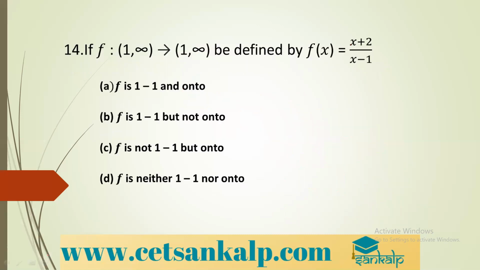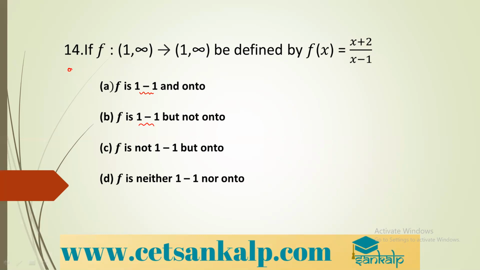Next, we can go to question number 14. In question number 14, f is a function from 1 to infinity to 1 to infinity. f of x is defined as x plus 2 by x minus 1. Show that it is a one-one function.